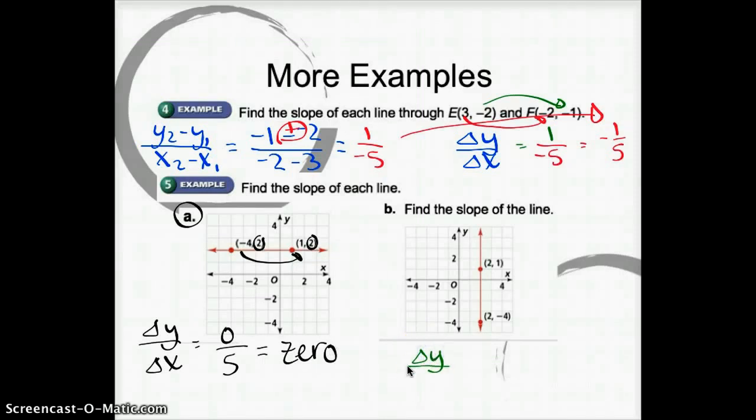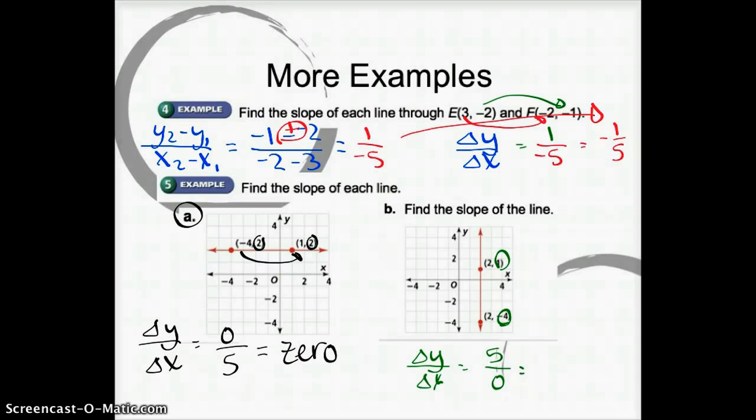Again, if I do change in y over change in x, it looks like my change in y, the y values, it goes from negative 4 to 1. So it looks like in this case it changed by 5. In my x, it looks like it went from 2 to 2, so it did not change at all. So 5 over 0. What happens when you try to divide by 0?